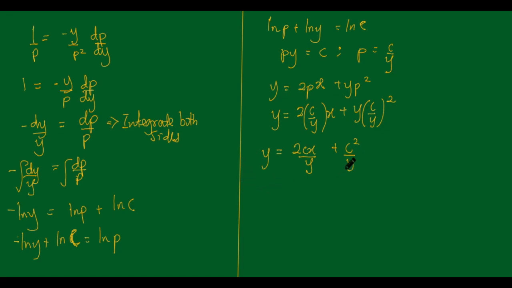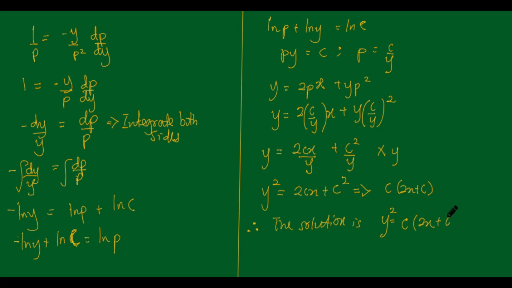Now, on multiplying through by y, we have y² equal to 2cx + c², and this can further be simplified as c(2x + c). So therefore, the solution is y² = c(2x + c). And this concludes that question.